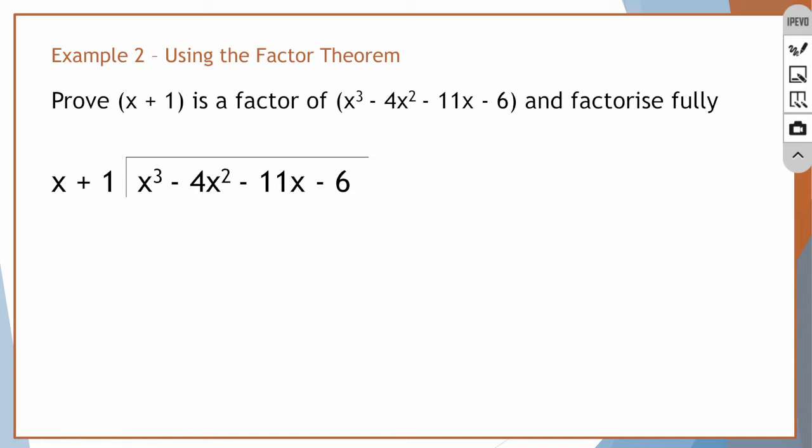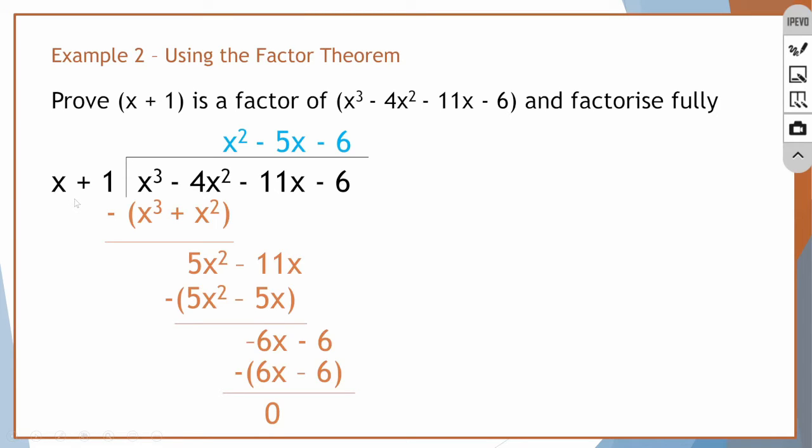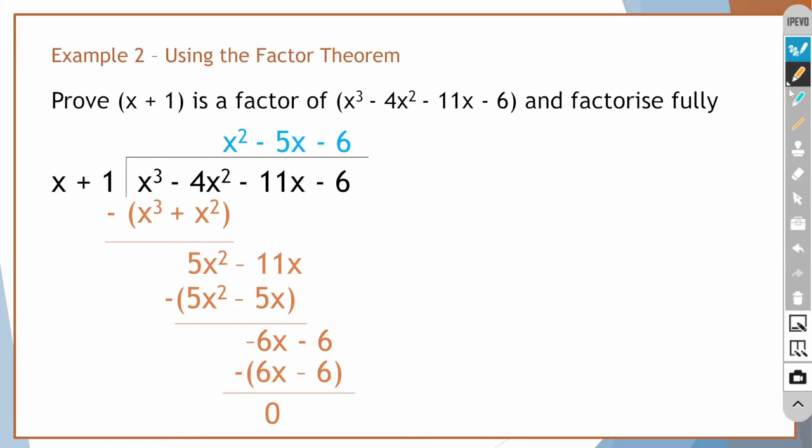We've got x cubed minus 4x squared minus 11x minus 6 divided by x plus 1. So this is the method to work it out. If you want to know this method in detail, you can go back and check my previous video that goes through polynomial division in detail. That will go through each individual step and how we go about getting each line.